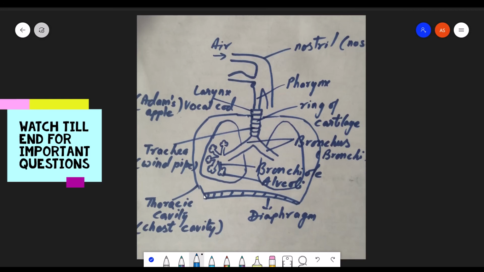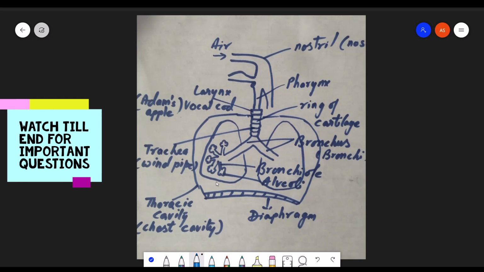Now, what is the role of the diaphragm? You know from the previous class also, the diaphragm is the layer which allows us to increase and decrease the volume of our chest cavity. So what happens when air enters from here? It is inhalation. When air moves to the bronchioles, to the alveoli, the diaphragm moves downward. When the diaphragm moves downward, the ribs move outward, due to which the volume of the chest cavity increases and our alveoli are full of air.